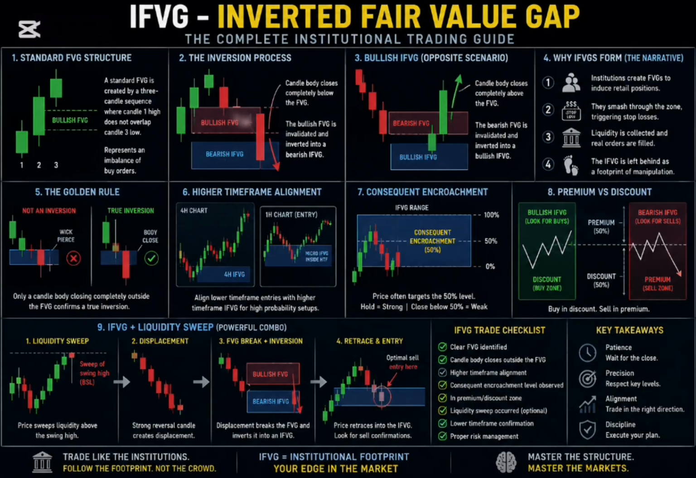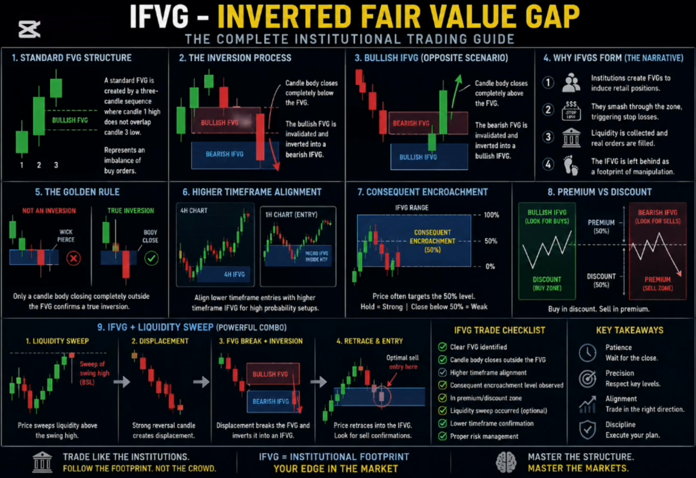But professional traders don't get mad when a fair value gap fails. They look for the flip. That failed zone instantly transforms into a completely new institutional point of interest. The process of inversion is based on the principle of support turning into resistance.